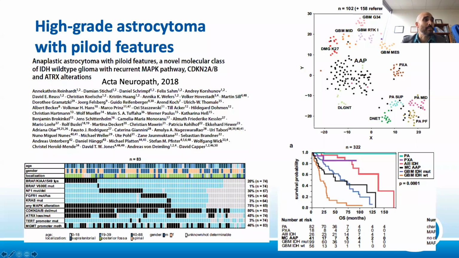You see a prominent representation of the KIAA1549-BRAF fusion protein, which you see in pilocytic astrocytomas, but there are also a lot of NF1 mutations, FGFR1 mutations and fusions, even KRAS mutations. Interestingly, BRAF V600E is not very well represented in this entity, so that's an important characteristic. And finally, as a unifying feature, CDKN2A deletion is very common in these tumors, as is ATRX mutation. So those are also good things to remember if you're considering this diagnostically.